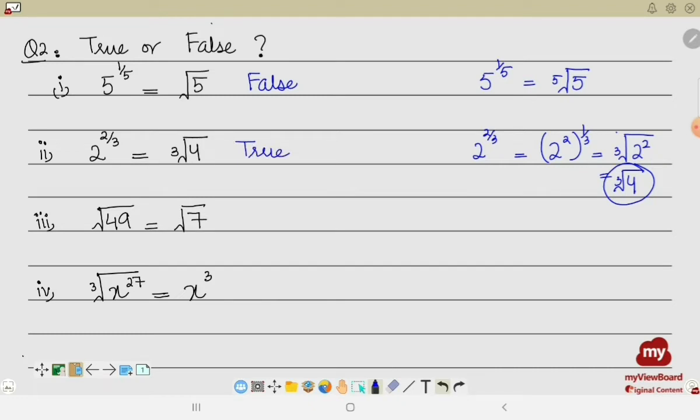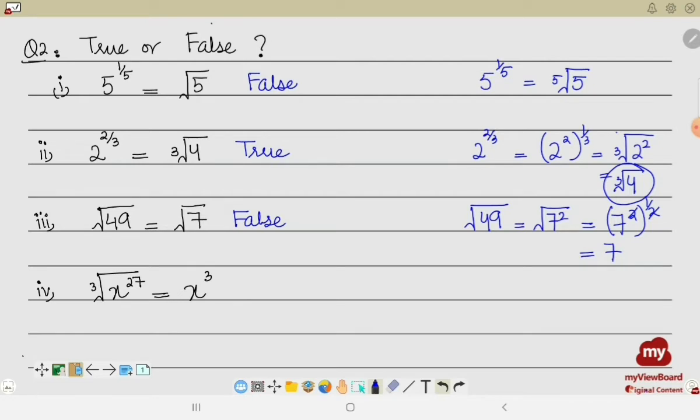Square root of 49 is equal to square root of 7. Let's solve it just to check whether it is true or false. Square root of 49 can be written as square root of 7 square. And if we change the radical form into exponential form, then it will be 7 square raised to power 1 by 2, and 2 and 2 will get cancelled. Just 7 will be left. So here it is written as square root of 7, so it is a false statement.